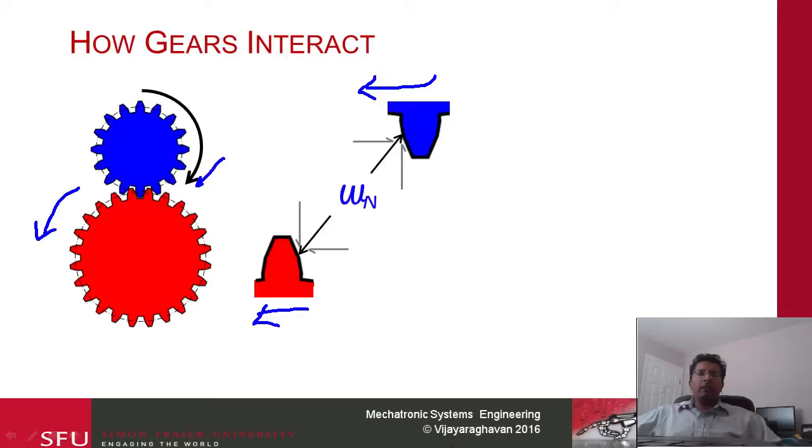You can think of Wn as the normal force of interaction, and then we can resolve these components, right? You can think of resolving it along the tangential direction, which is going to be Wt, and then the same Wt appears on the bottom. So we're going to write Wt here. And if you resolve it along the radial direction, we can write that as W sub r. Similarly, W sub r appears on the red gear as well. So we'll write that here.